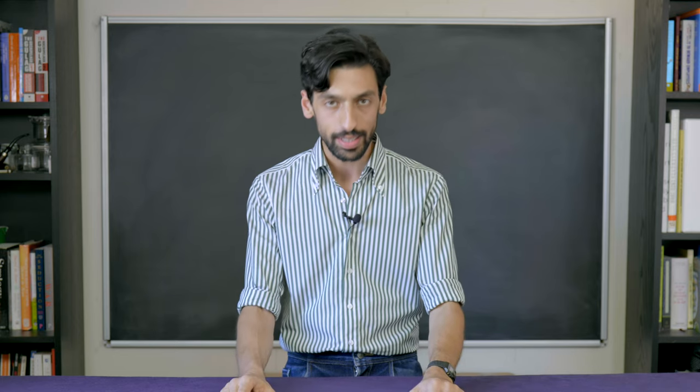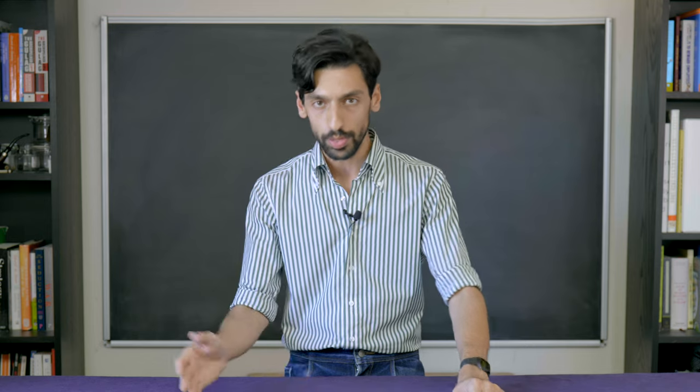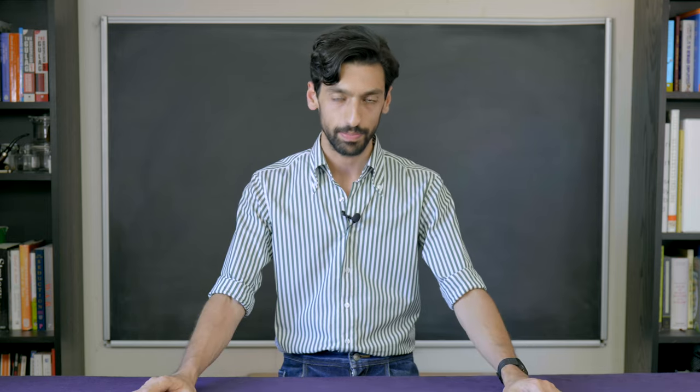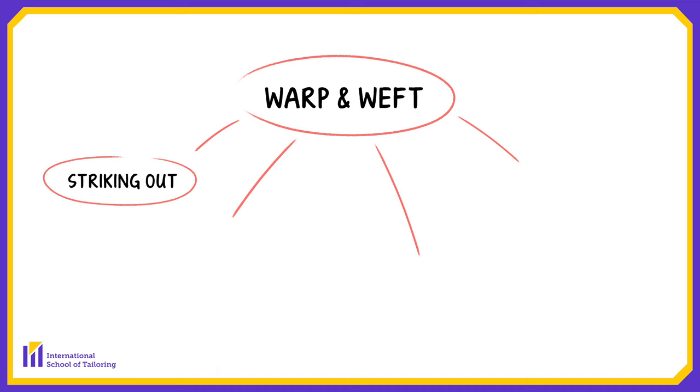So therefore, in this lesson, I'm going to show you the purpose of weave, what it is, what it does, and why it's important. Now, anytime we're talking about weave, we are also talking about the warp and the weft. Warp and the weft of the fabric are at least connected to four important factors within tailoring. The first one is going to be striking out. We are laying our patterns on the fabric, therefore on the warp and the weft.